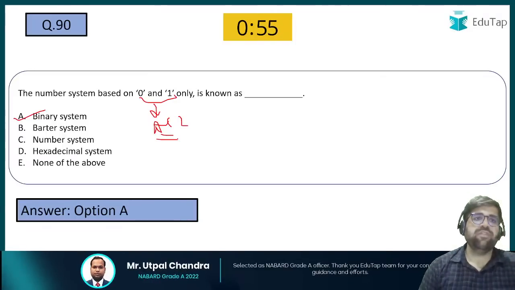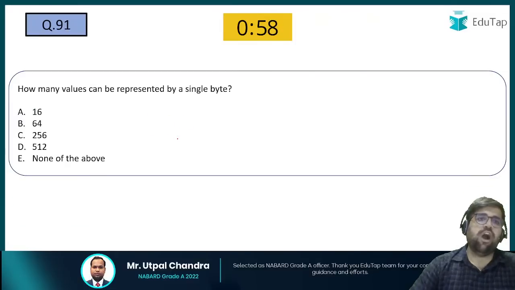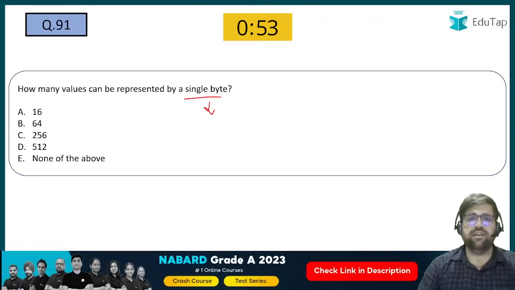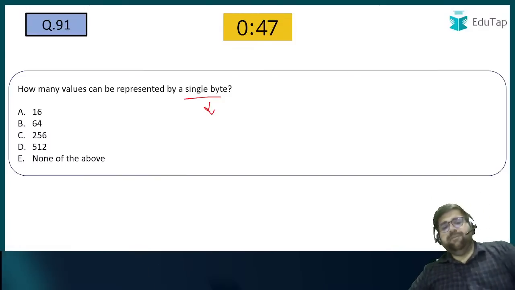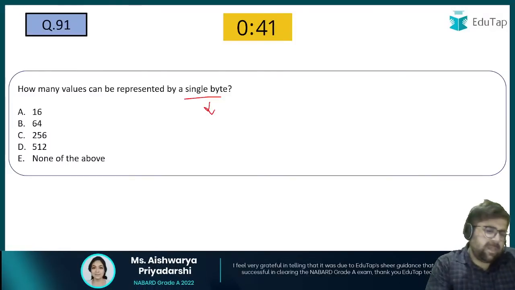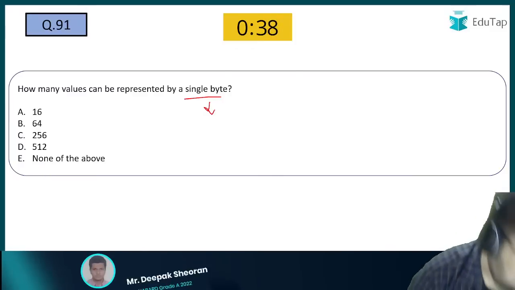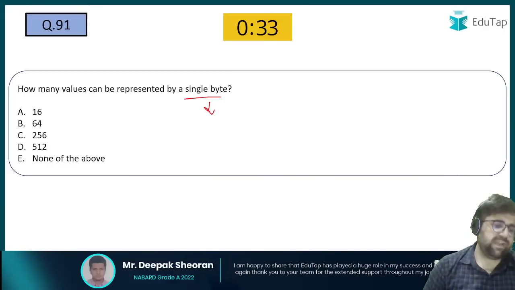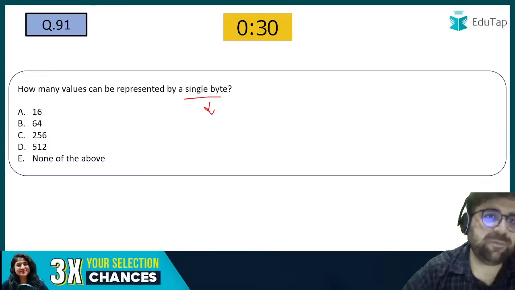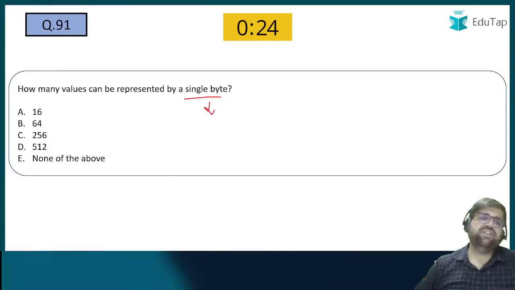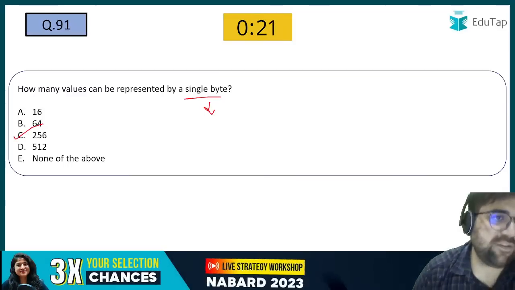Good. Question number 91. How many values can be represented by a single byte? Single byte means how many bits over here? Come on, hardly 15 more questions to go. Yes, 8 bits. 8 bits can be arranged in 256 ways. Simple. Therefore, your answer will be 256.